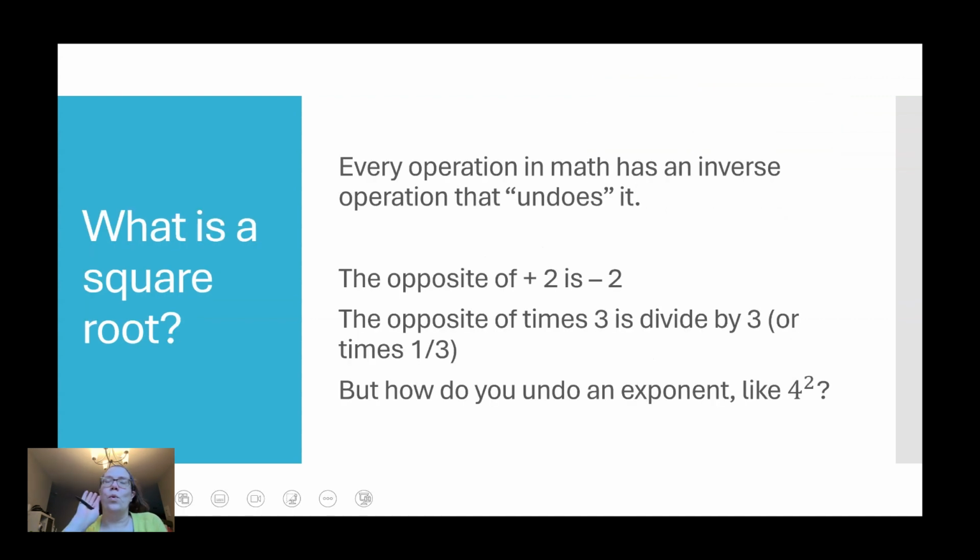So what even is the square root? If we think about addition and subtraction, those are inverse operations. Adding 2 is the opposite of subtracting 2. And multiplying and dividing, similarly, are inverse operations. Multiplying by 3 is the opposite of dividing by 3. So exponents, powers, also have an inverse operation. And for the second power, or squared, our inverse operation is a square root.